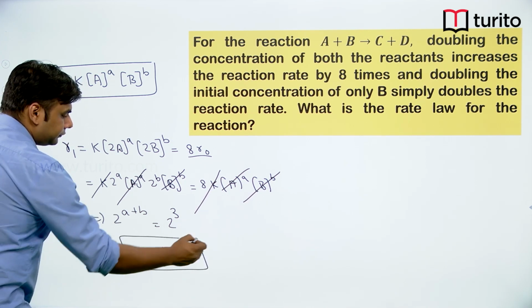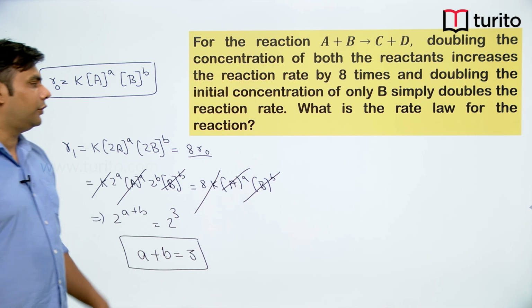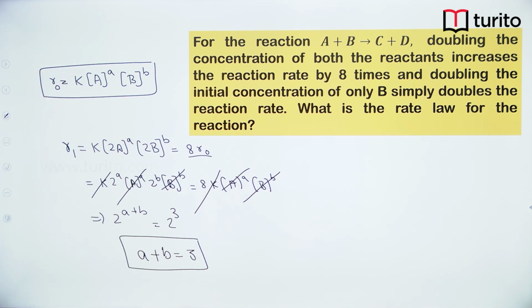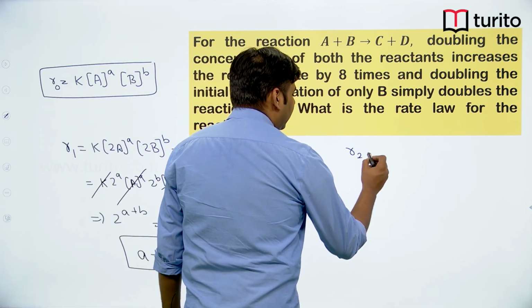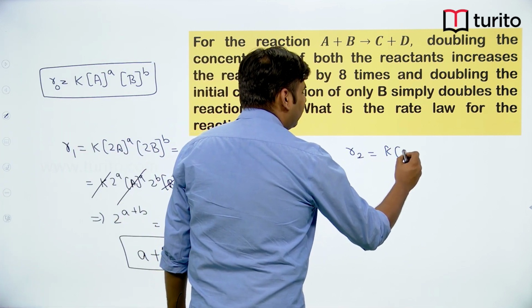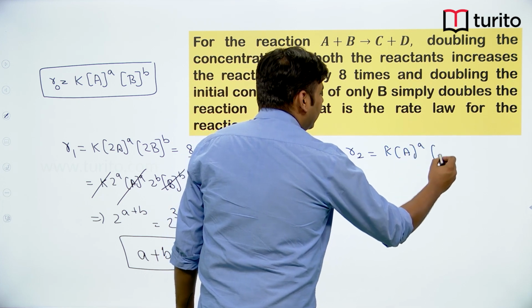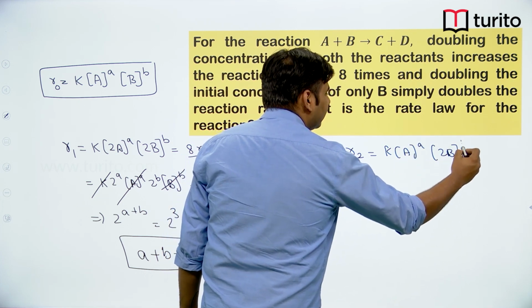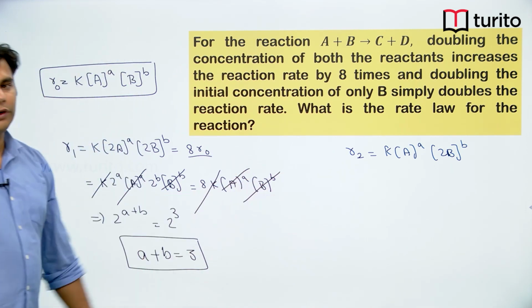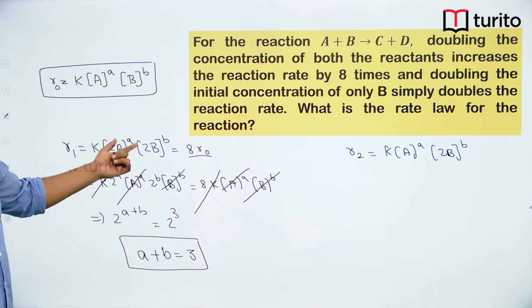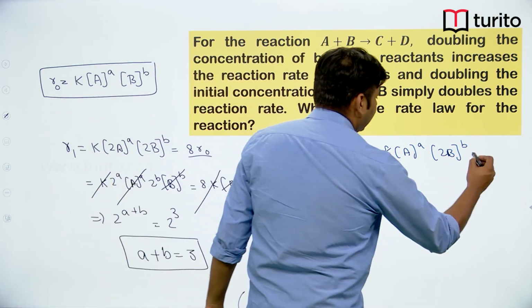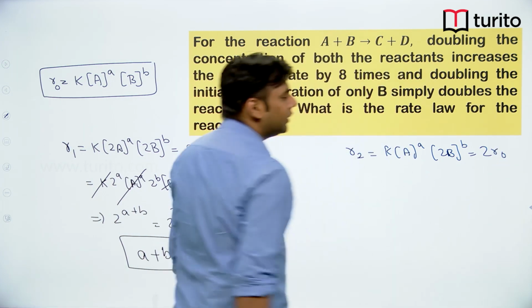Now the second part of the question says doubling the initial concentration of only B. So now we are doubling the concentration of only B, so it became 2B. Now the rate simply doubles, so the rate becomes double that of the initial rate.